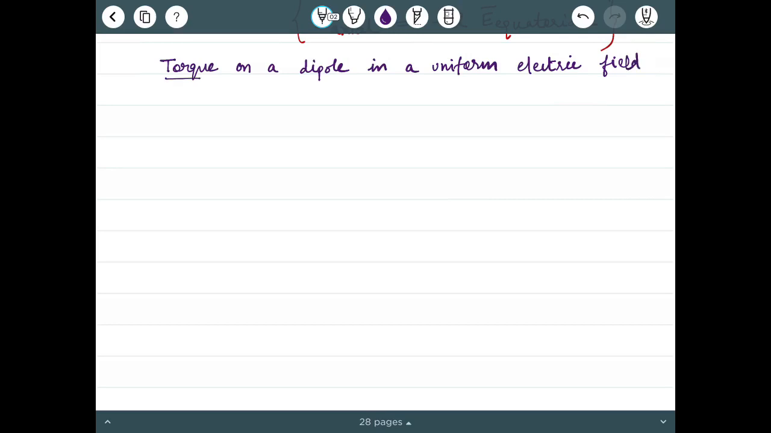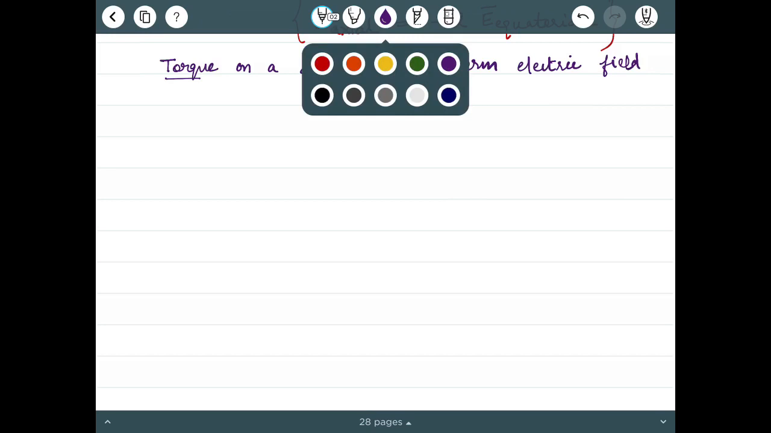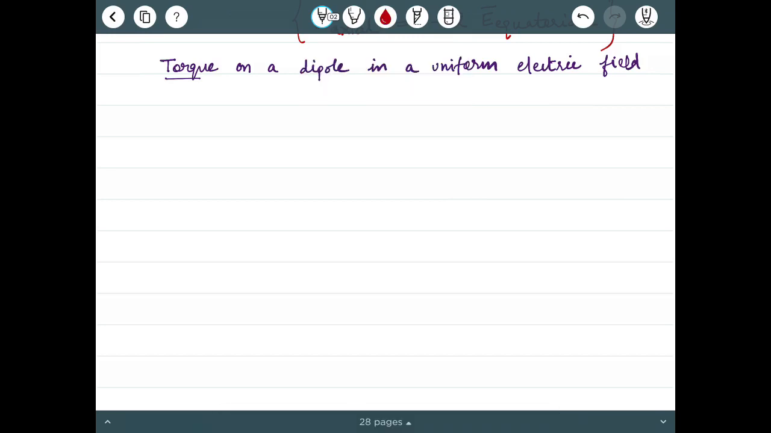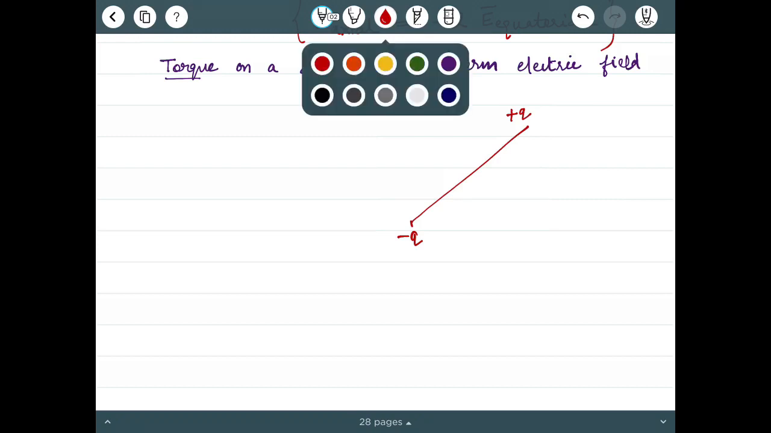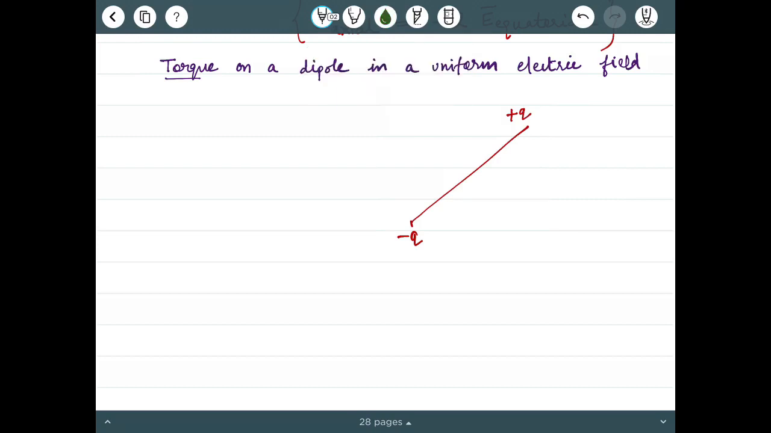So I'll draw a dipole which is placed in a uniform electric field. Suppose this is a dipole, this is minus q charge, this is plus q charge, and suppose the electric field is like this. This is electric field E. This is the direction of electric field.